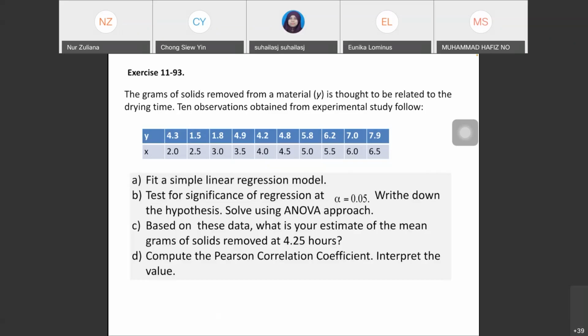Okay, write down the hypothesis, maksudnya null dengan alternatif. Solve using ANOVA. Okay, lepas tu estimate, maksudnya nak estimate Y bila X kita 4.25. And last, compute the Pearson correlation coefficient and interpret. Okay, compute the Pearson correlation coefficient, you can directly from your calculator pun boleh. Okay, now kamu try masukkan data dalam calculator. Okay, clearkan dulu, masukkan data dalam calculator.